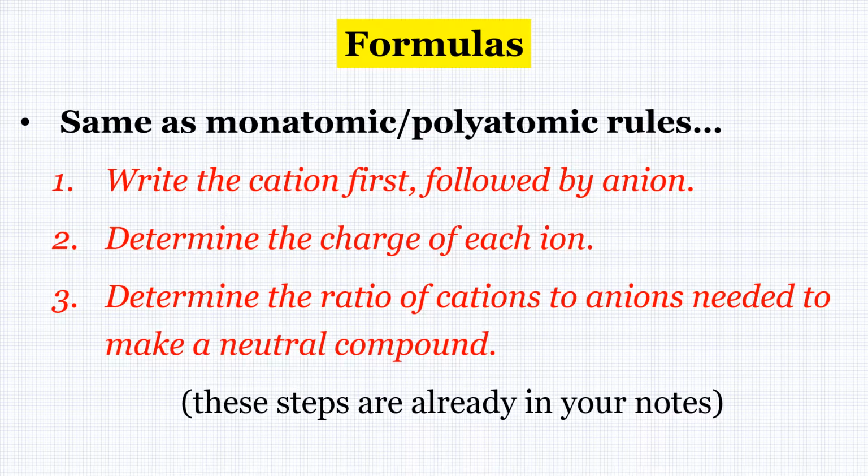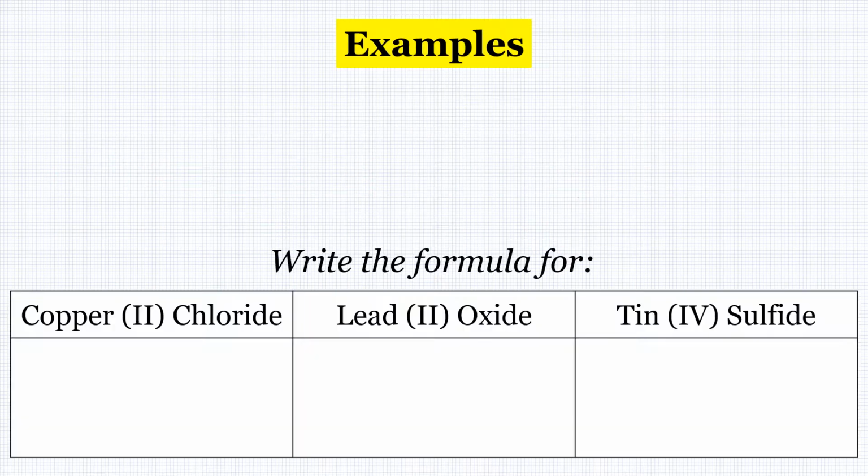Okay, so when we write out the formulas, we follow the same rules as the monatomic and polyatomics. So I rewrote the rules here for you. We start by writing the cation first, followed by the anion. We determine the charge of each ion, and then we determine the ratio needed to make it a neutral compound. You should already have these steps in your notes. So let's look at a couple of examples here.